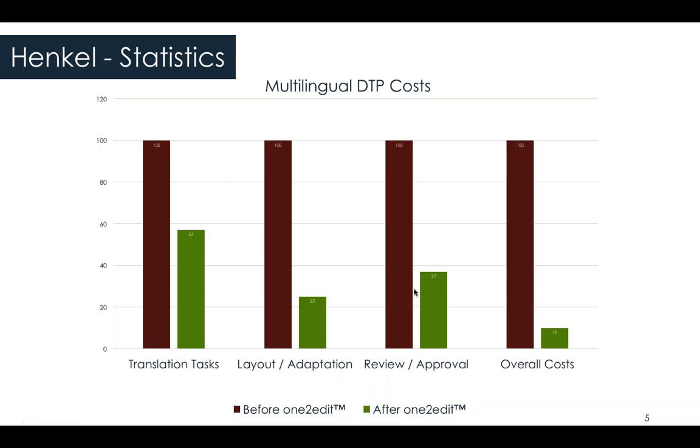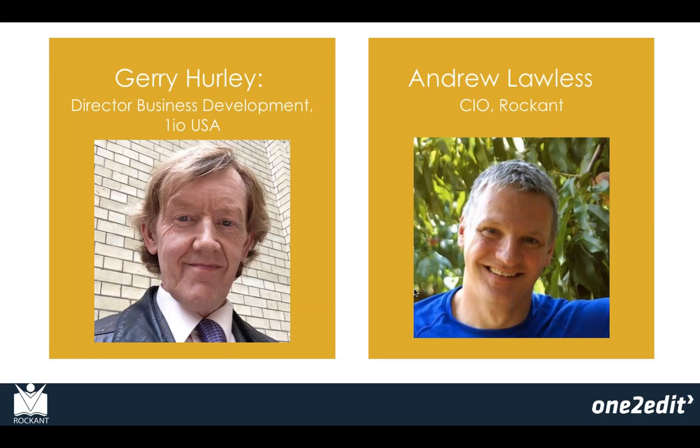So what does that look like in a dollar amount? They were able to save over $680,000 in their net savings. That's huge. If you want to be the guy to bring that to your boss, I know I would too. Here to help me tell you how you can do that, I have two of my colleagues: Jerry Hurley, the Director of Business Development from 1AO USA, and also Andrew Lawless, the CIO of Rockhand. I'm going to hand the floor over to them.